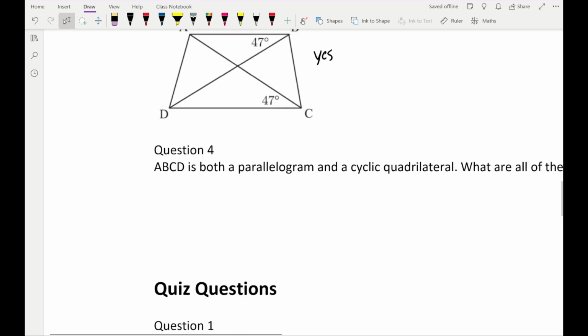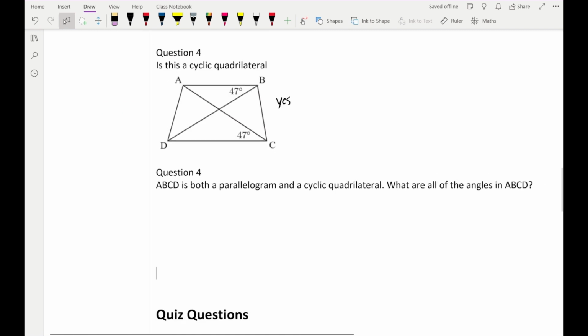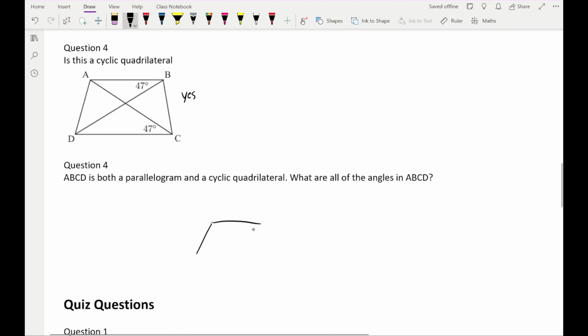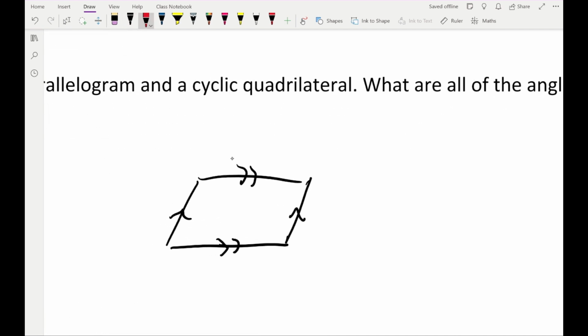Next one, ABCD is a parallelogram and a cyclic quadrilateral. What are all the angles in ABCD? So a parallelogram is a quadrilateral where the opposite sides are parallel, just like that. And it's claiming to be a cyclic quadrilateral, which means it should be inscribed in a circle. Now that circle is really hard to draw, and you're about to see why. Okay, so I'm just going to get rid of that circle so we can see it pretty clearly.